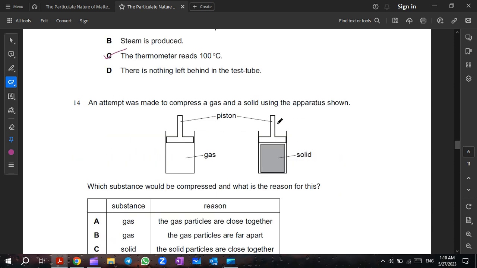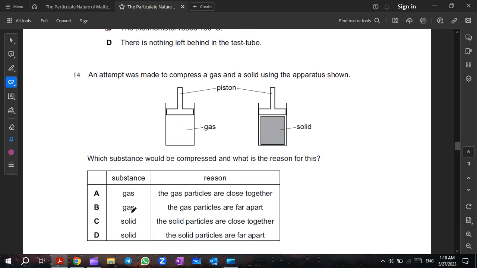Moving on. An attempt was made to compress a gas or a solid using the apparatus shown. Which substance would be compressed and what is the reason for this? A. A gas or solid? Okay, so I think it's a gas, but we have two options as gases. Let's look at the reasons. The gas particles are close together. No, this is only in solids and liquids. The gas particles are far apart. Yes, this makes sense. I think it's B.